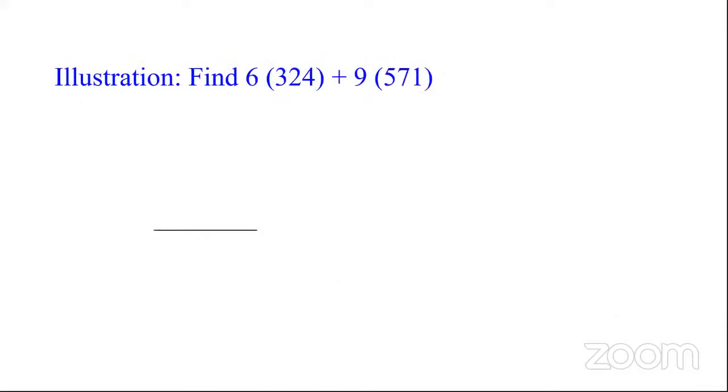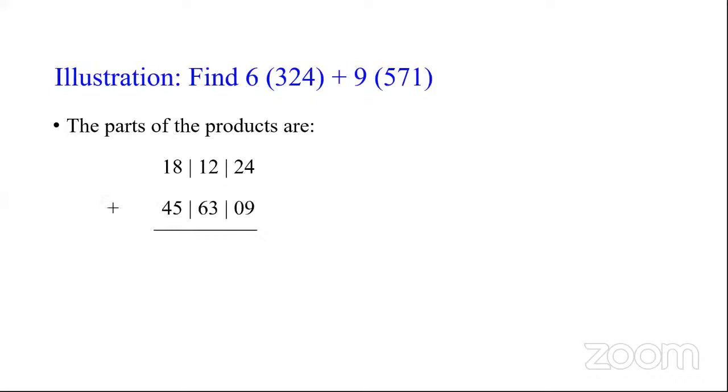I have some 2-3 examples now. See, write the example, find 6 into 324 plus 9 into 571. Start writing the parts for the first product. 6 into 3, 18, 12 and 24. Plus below that, in the second line, again 3 parts. 9 into 5, 45, 63 and 9 into 1, 9. Or write 9 below 4, any one way.